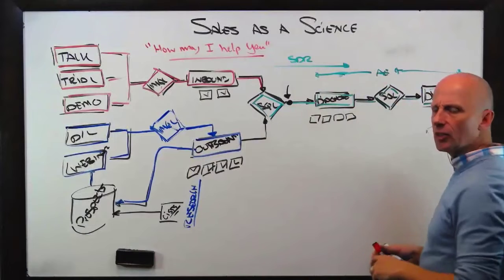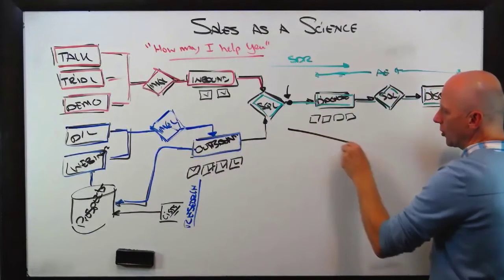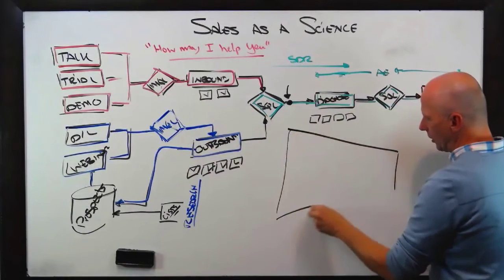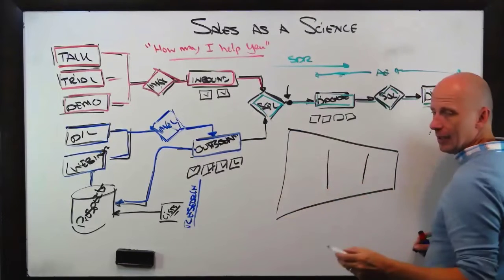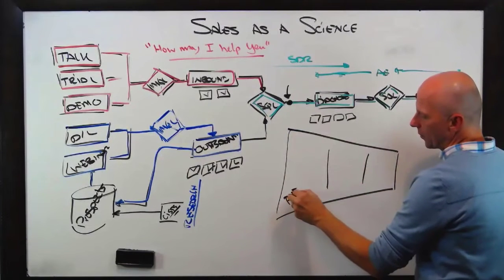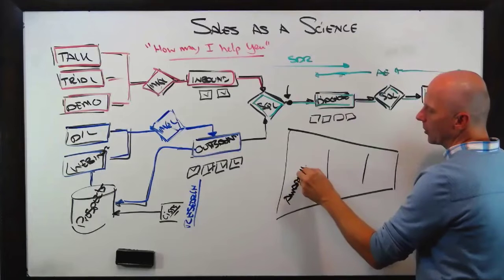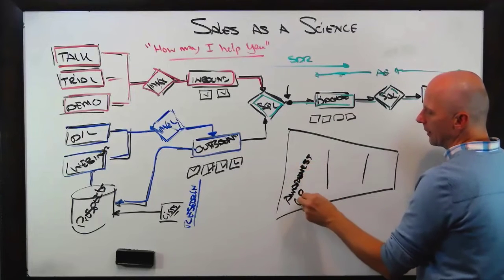But to take it a little step further, I'm going to draw a traditional sales funnel. And in this sales funnel, I'm going to create 3 stages. Stage number 1 is awareness. Okay, now in awareness mode, the customer realizes that they have a problem.